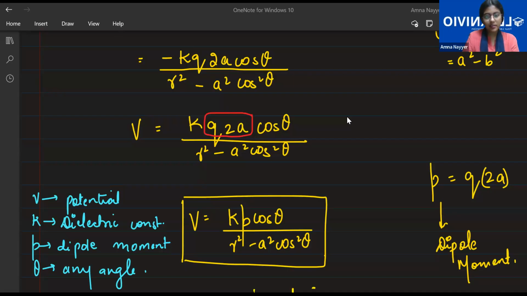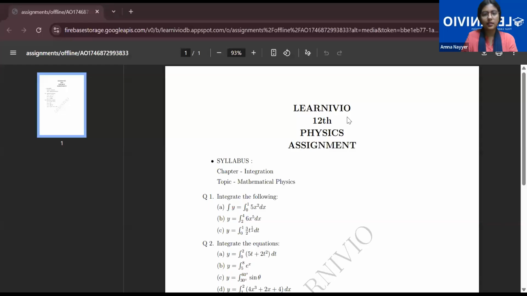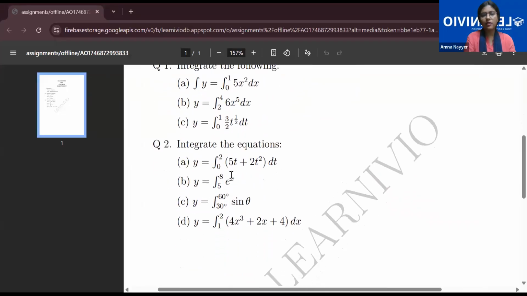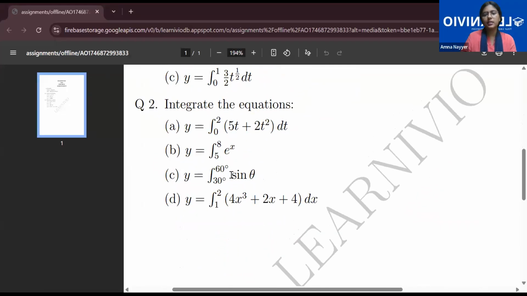Before this, the assignment can be completed tomorrow also. But since you all are having difficulty in this one, let us discuss it. This is the assignment, right? This was the second question. First question, you all have done fine. When it is 5t plus 2t squared dt, we did a similar question in class. Integrate 5t dt from 0 to 2, plus 2t squared dt from 0 to 2.